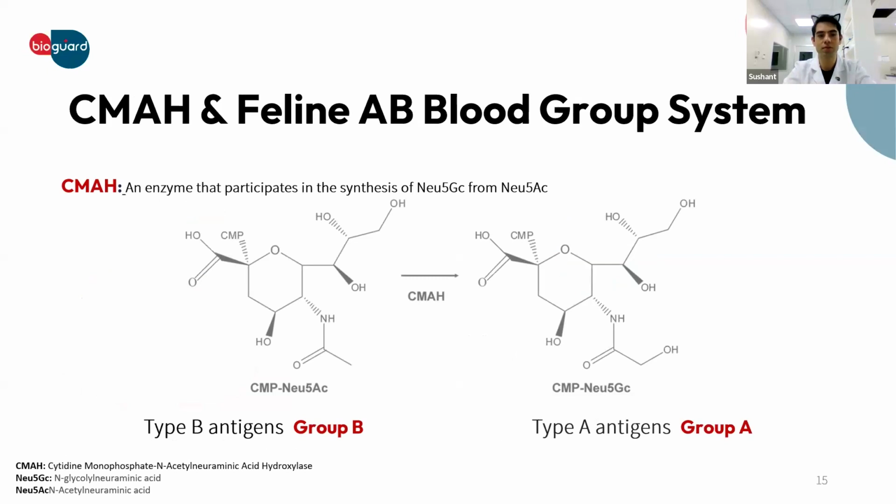how are these blood groups formed in the organism? For example, an enzyme known as CMAH, which is cytidine monophosphate N-acetylneuraminic acid hydroxylase, helps in the formation of these antigens.